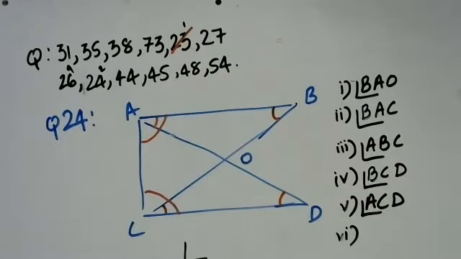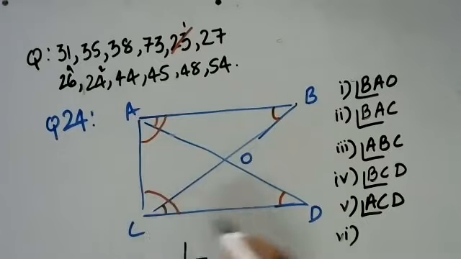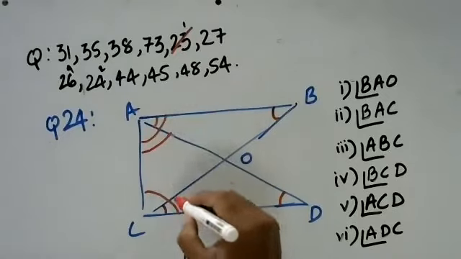Okay, anybody else? DAC. No, DAC is this angle. I want this angle. ADC. Oh, by mistake, I missed one whole set of angles over here. What about this angle?